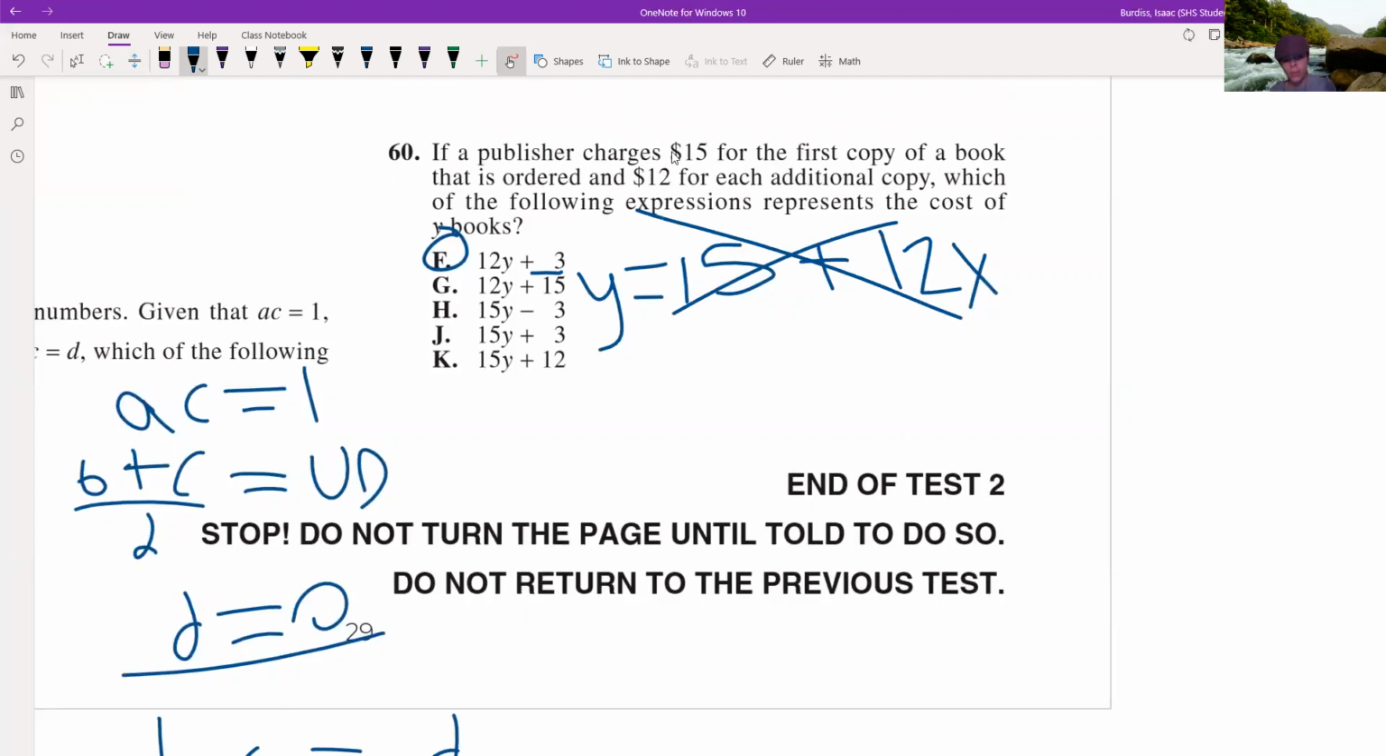When it's saying Y books, for some reason I read it as X books. But pretend Y was 1. It's your first book. 12 times 1 is 12, plus 3 is 15. 15 for the first copy, not 27 for the first copy. So that's the reason why. It's just kind of strange a little bit.